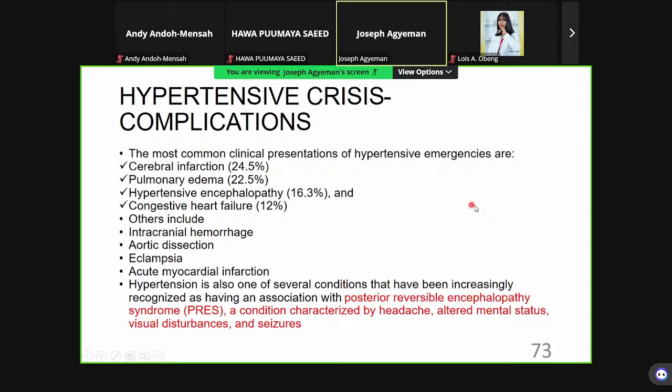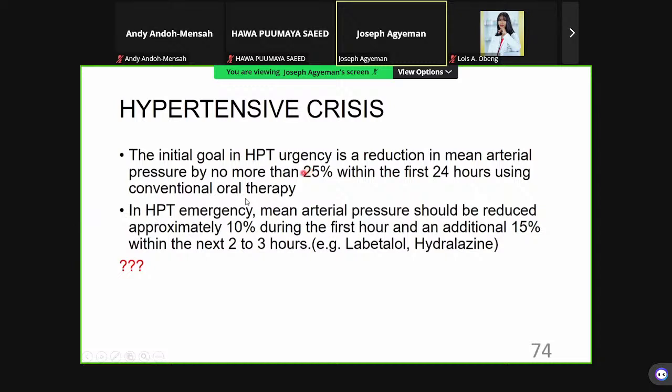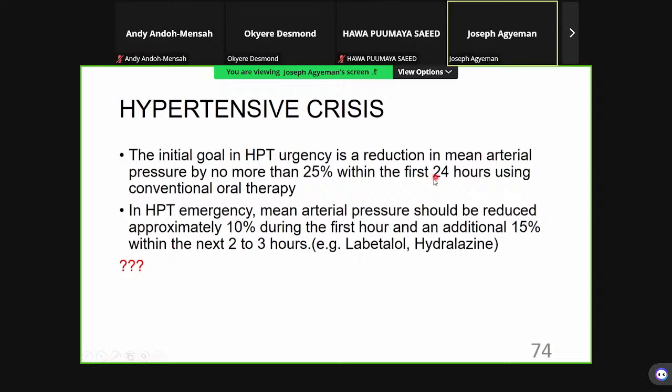When it is the urgency one, you are using conventional oral tablets. Within 24 hours, you reduce the BP by 25%. The MAP, not the BP. But when it is the emergency where you have clear evidence of target organ damage, you don't have time because you can't wait till 24 hours. If you do that, more organs will be damaged. So immediately, within the first hour, your target is to reduce the mean arterial pressure by 10%. Then in the next 2 to 3 hours, you reduce it by the remaining 15%. Notable agents include IV labetalol and IV hydralazine.